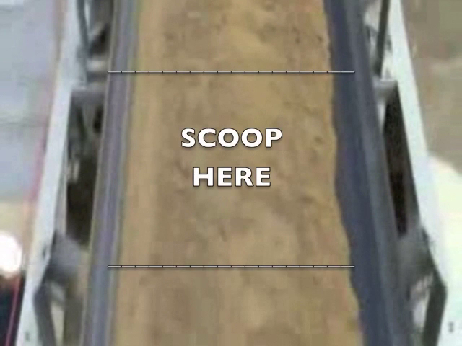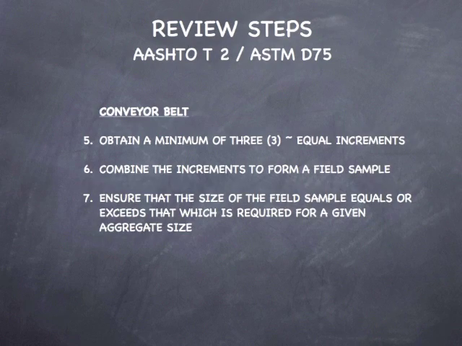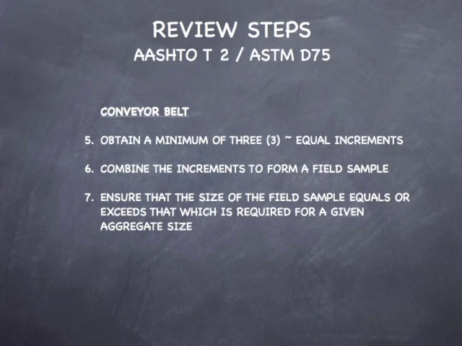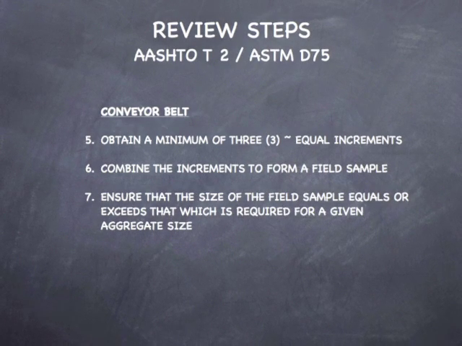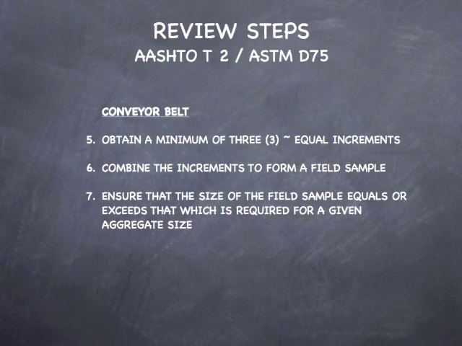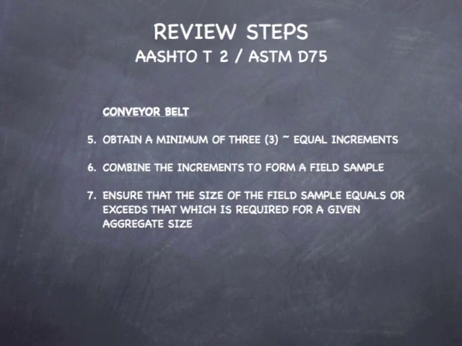Next, we want to carefully scoop from between the templates. Use a dustpan and broom to collect any fines that may remain on the belt. And finally, just as before, we want to take 3 increments. We want to combine these increments to form our field sample, and we want to ensure that our sample equals or exceeds the size for a given aggregate.